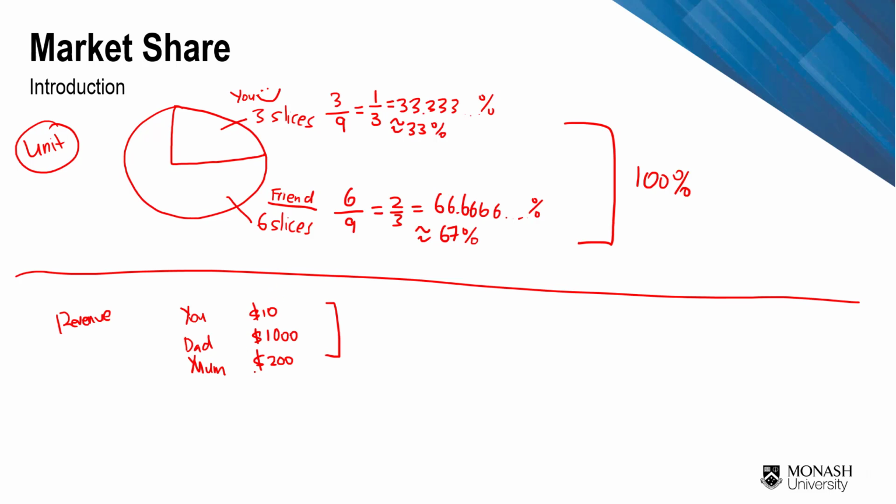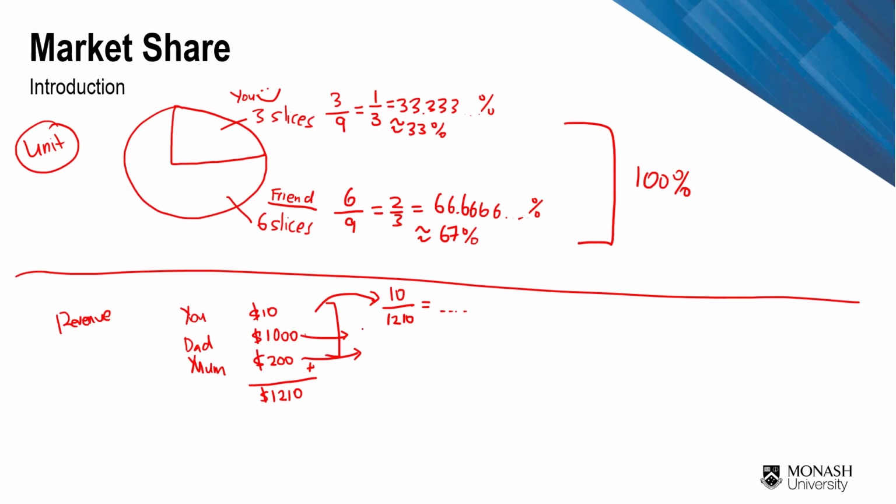So if you total this up, it becomes 1,210, and your share, or technically a market share, is 10 out of 1,210, right? Which is very, very small. I don't know how much this is, so you can calculate that with your calculators. But you can also calculate how much your dad is bringing to the table and how much your mom is bringing to the table as well.